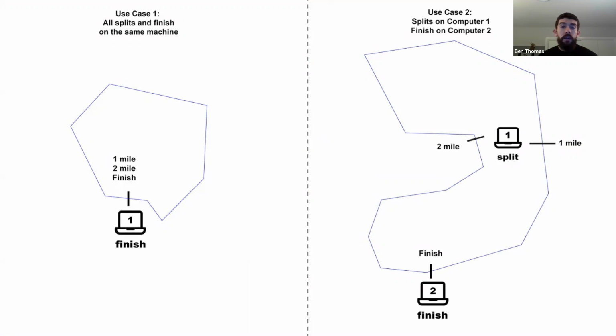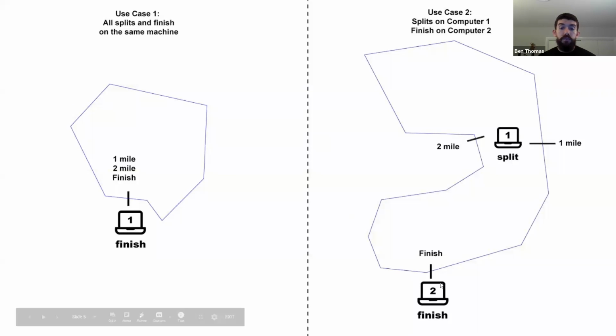But in cross country, there's lots of use cases where split points might be far away from the finish. You need to use a separate computer when you're doing splits. Maybe in some cases you need to have a computer at each split, and somehow all that data needs to get aggregated into a single event. So these two right here are the most common use cases that we'll take a look at today. So the first use case is just all the splits in the finish come into one single machine.